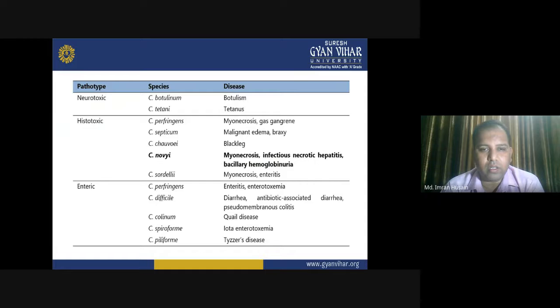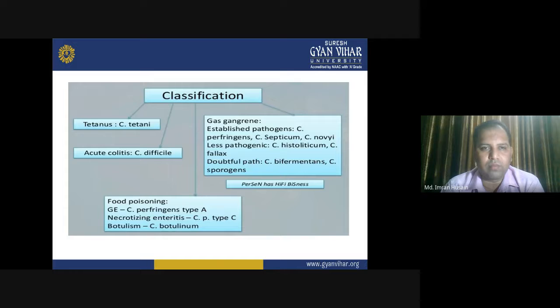So enteric: Clostridium perfringens, arthritis, enterotoxemia. Clostridium difficile, diarrhea, antibiotic associated diarrhea, and pseudomembranous colitis. So there are several other diseases that are caused by many other types of Clostridium.